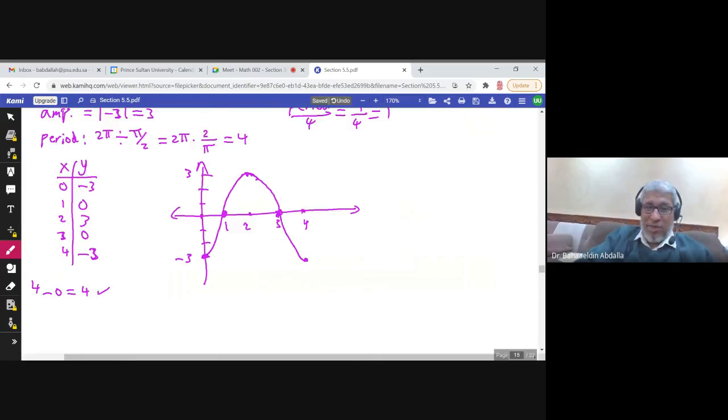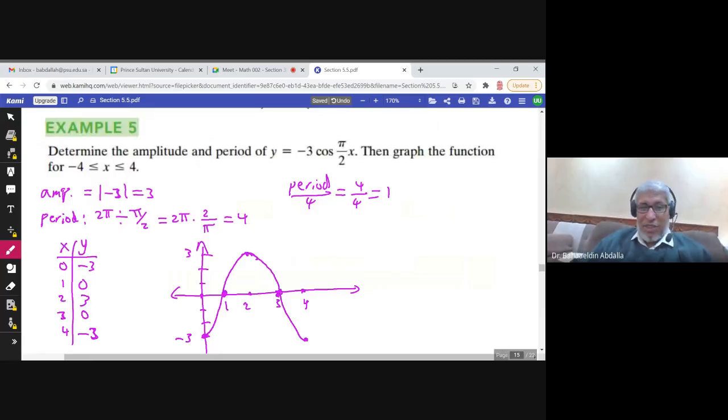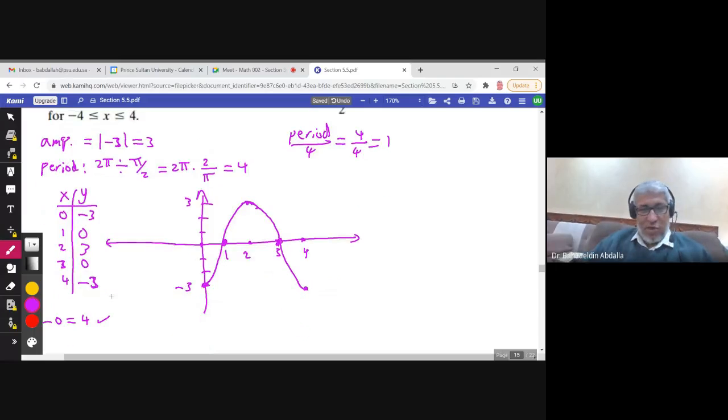But just a minute. He said sketch the graph from negative 4 to 4, not from 0 to 4. All right, so I have to continue to negative 4. Good, easy.